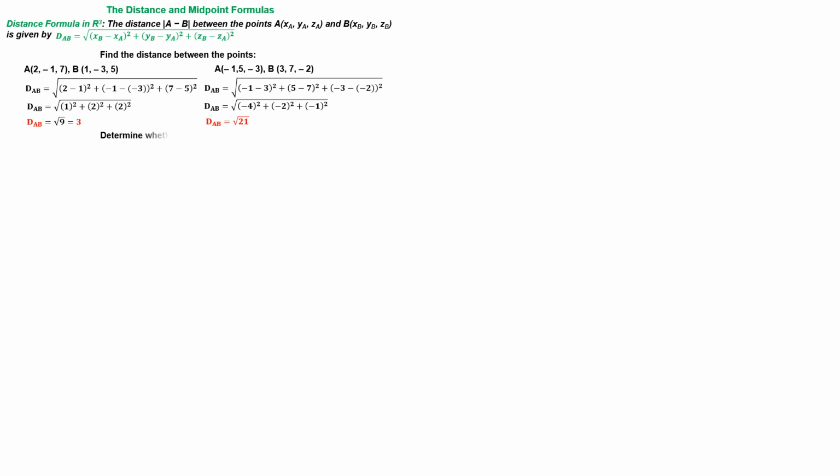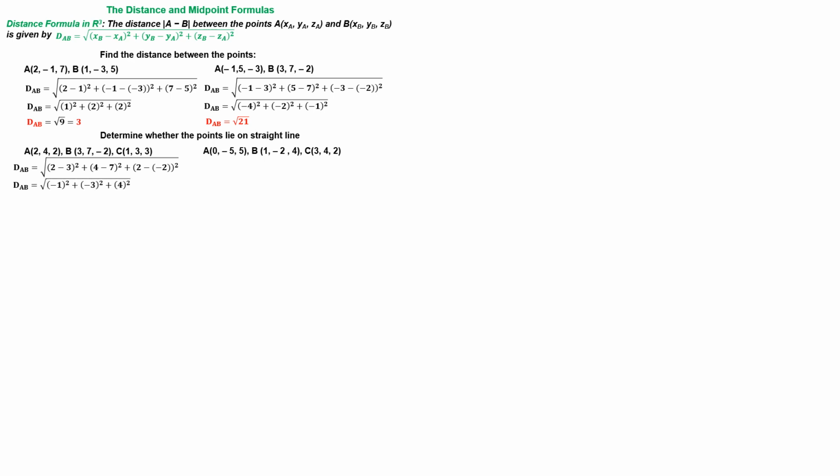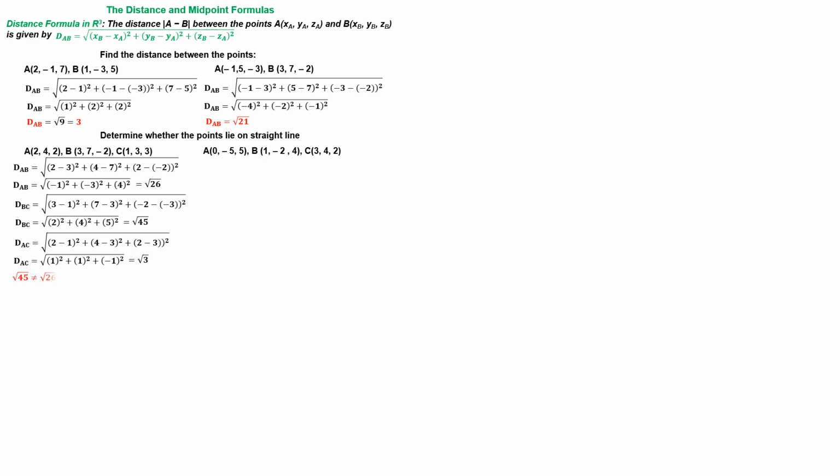Let's see another example. If three points lie on a straight line, the longest distance measured should be equal to the sum of the two shorter distances. So we find the distance between points A and B, B and C, and A and C. In order for the points to lie on a straight line, the sum of the two shortest distances must be equal to the longest distance. Since the longest distance measured is not equal to the sum of the two shorter distances, these points do not lie on a straight line.